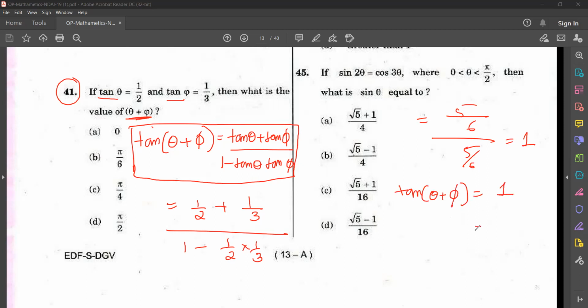So we know that whose tan is 1? Tan 45, that is tan pi by 4, isn't it? So 1 I can write as tan pi by 4. So theta plus phi is equal to pi by 4. So the option is option C. Option C is the correct answer.